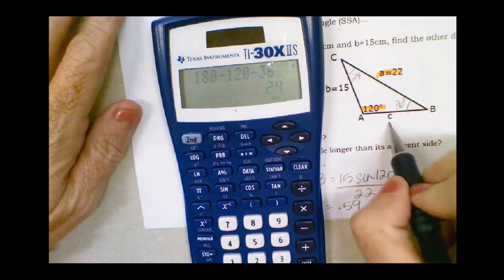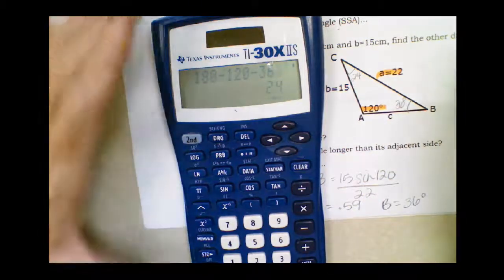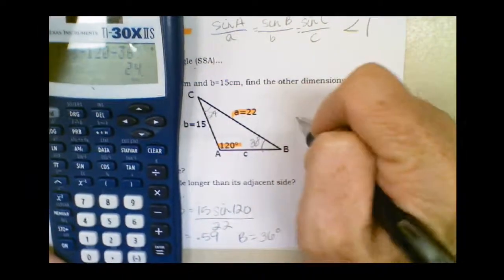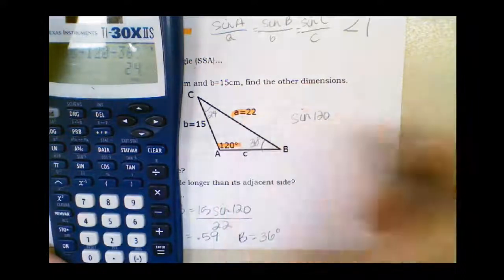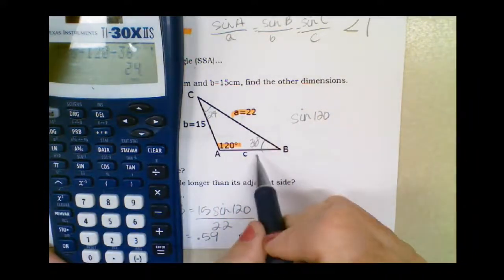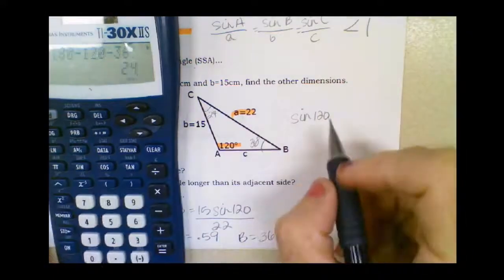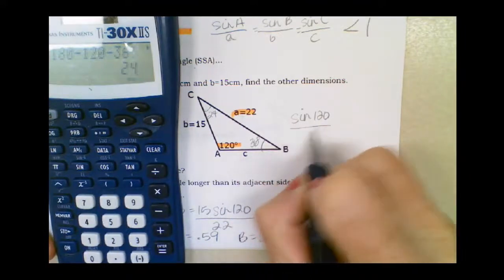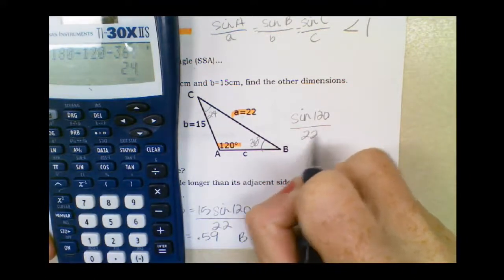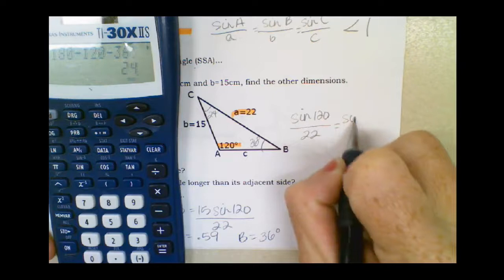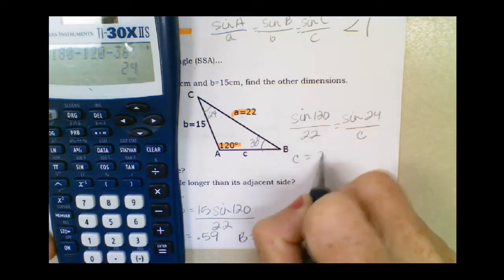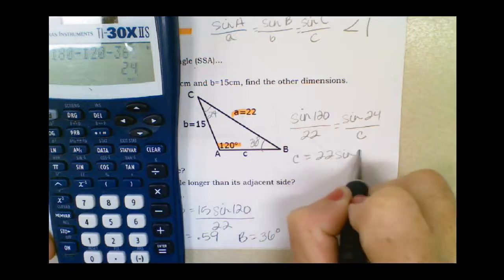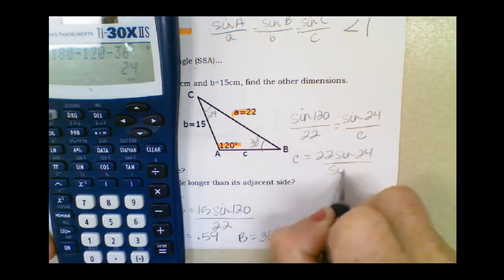Now we can find our length of C. So we're going to use law of sines again, and we would have sine. I always use my first ratio as my ratio. You could definitely use your B as well, but I always use the given one just to make things easy. Over 22 equals sine of 24 over C. So C would equal 22 sine 24 over sine of 120.